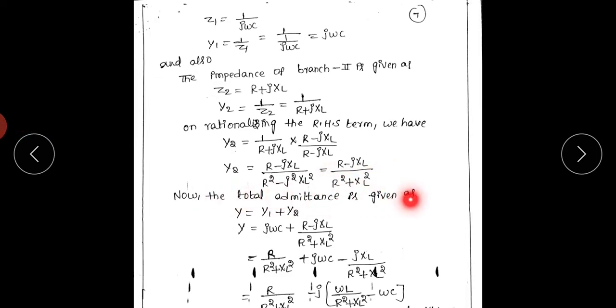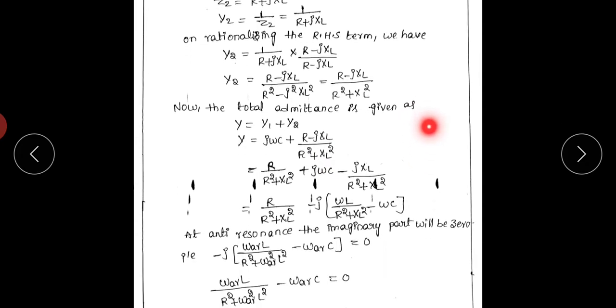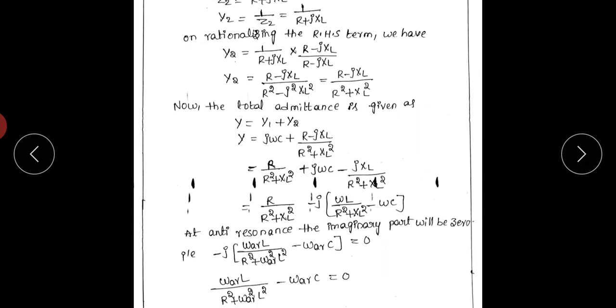Now the total admittance is given as Y equals Y1 plus Y2. So Y equals the first branch admittance j omega C plus Y2, which equals (R minus j into XL) by (R square plus XL square). So it equals R by (R square plus XL square) plus j into omega C minus j into XL by (R square plus XL square). It equals R by (R square plus XL square) minus j into [XL by (R square plus XL square) minus omega C], where XL equals omega into L, so omega into L by (R square plus XL square) minus omega C.